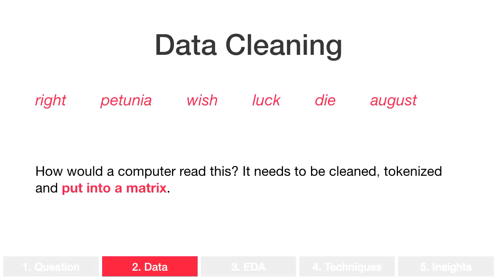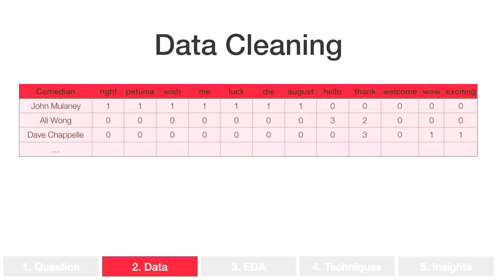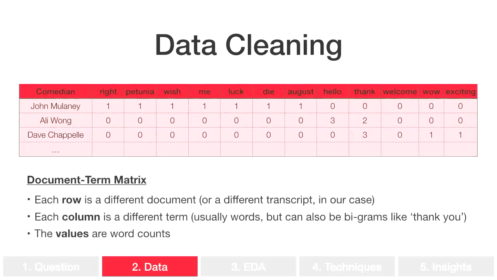Then finally, we're going to put this all into a matrix. This text here was just for John Mulaney's skit. But what if I want to, within one table, include data for John Mulaney and Ali Wong and Dave Chappelle? Well, I'd have to put that all into a matrix. The reason we put this into a matrix is because we want to store these terms for multiple documents. So at the end of the day, you get this document term matrix. This was our goal. We wanted to create a matrix that contains for every row a different comedian, or a different transcript, or a different document. Every column is a different term, and all the values inside are the word counts.